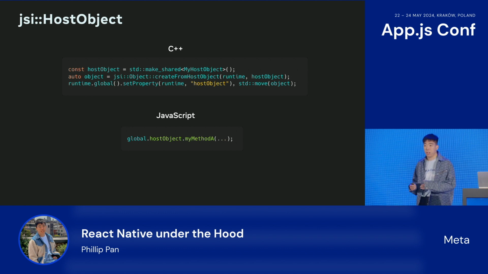Now we know how we can use JSI to communicate between JS and native. How do we actually use this API to power React Native? I'll share a few examples.